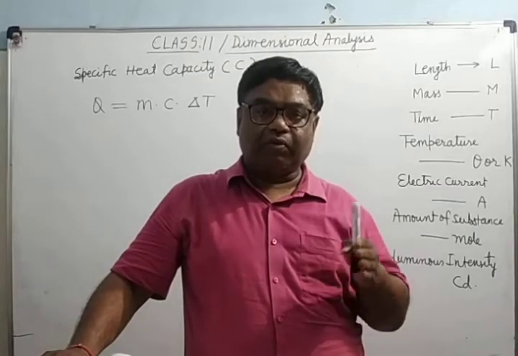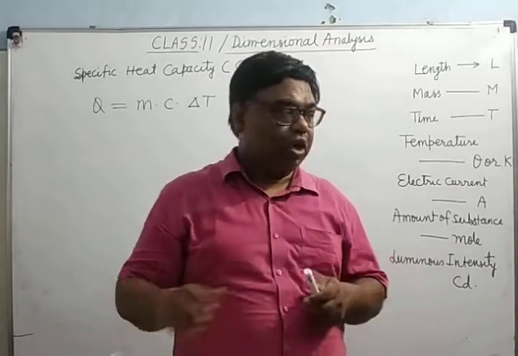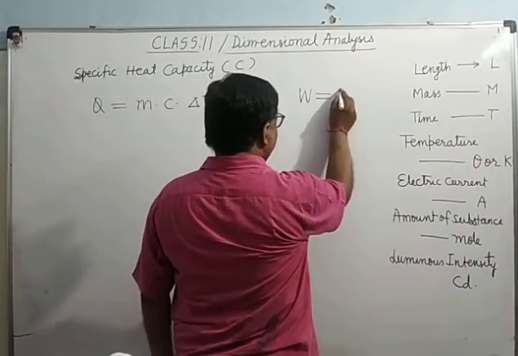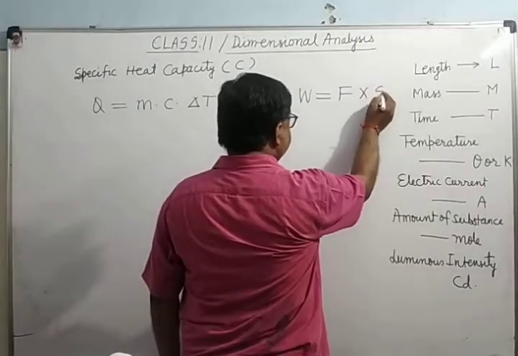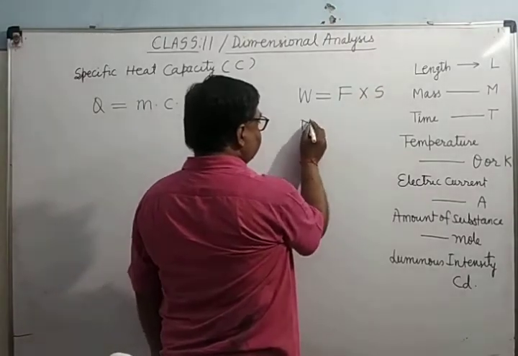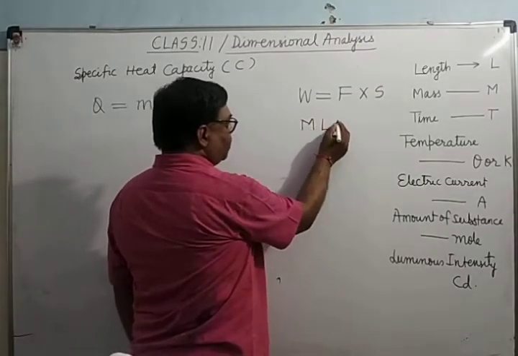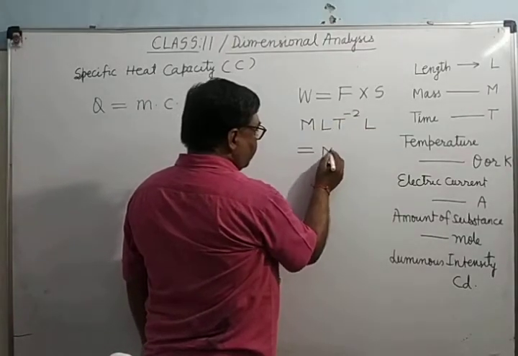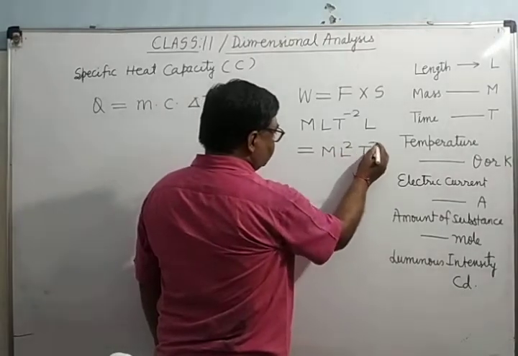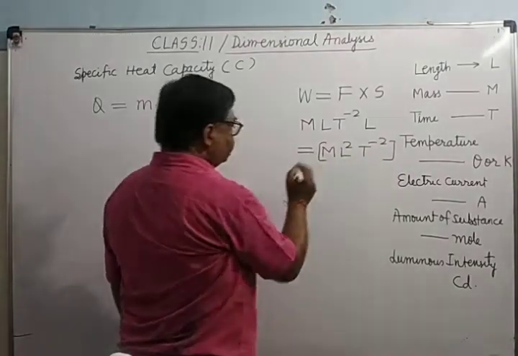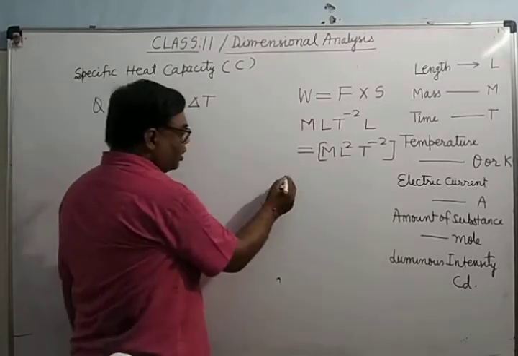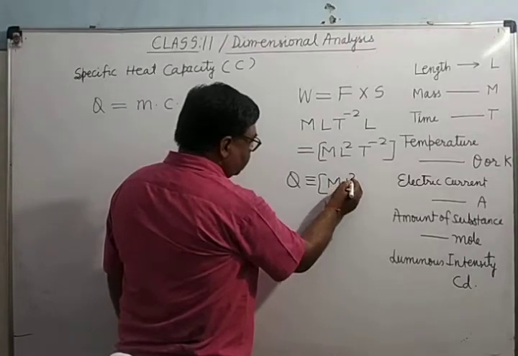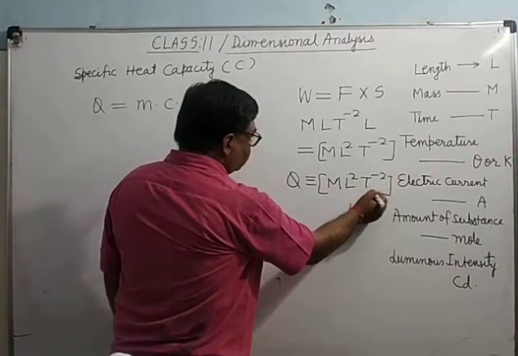So the dimensional formula of energy and the dimensional formula of work both will be the same. What is the dimensional formula of work? You know, W equals F into S, force into displacement. What is the dimensional formula of force? M L T minus 2. Displacement is L. So it will be M L square T minus 2. So of energy also it will be the same, M L square T minus 2.